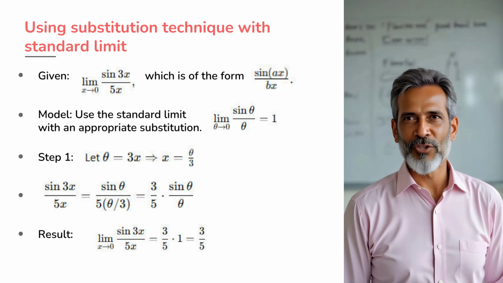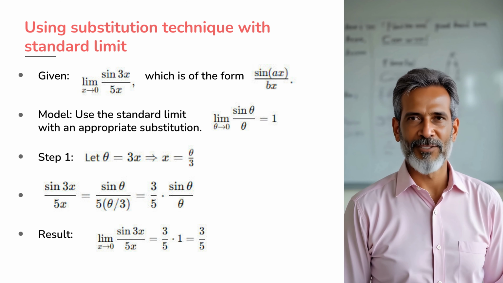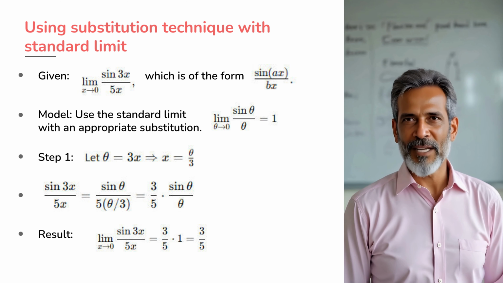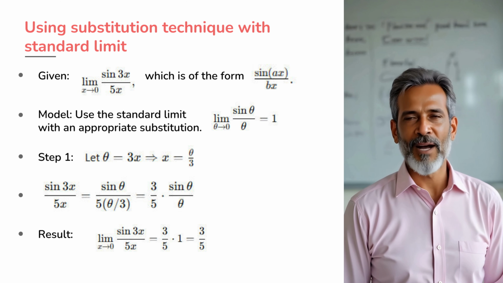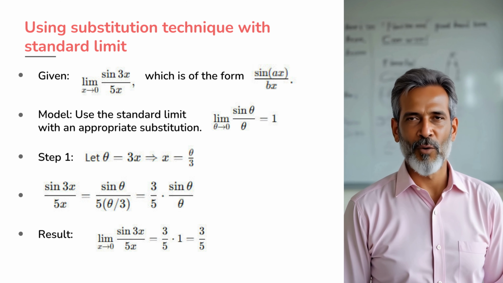Let's put our substitution into action with a quick example. Evaluate the limit as x approaches 0 of sine of 3x divided by 5x. This fits our previous pattern, sine of ax over bx, where a is 3 and b is 5. We let theta equal 3x, so x equals theta over 3. Substituting, sine 3x becomes sine theta, and 5x is 5 times theta over 3. Rearranged, that's sine theta over 5 theta divided by 3, or 3/5 times sine theta over theta.